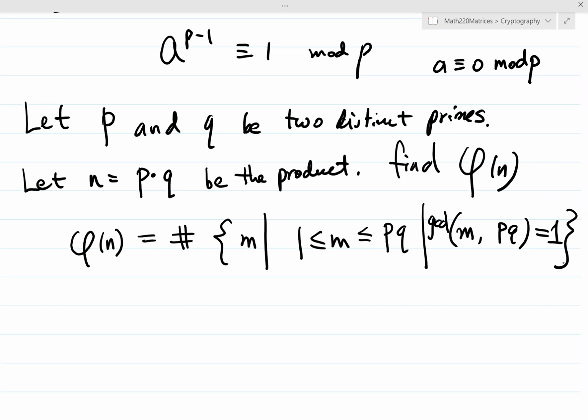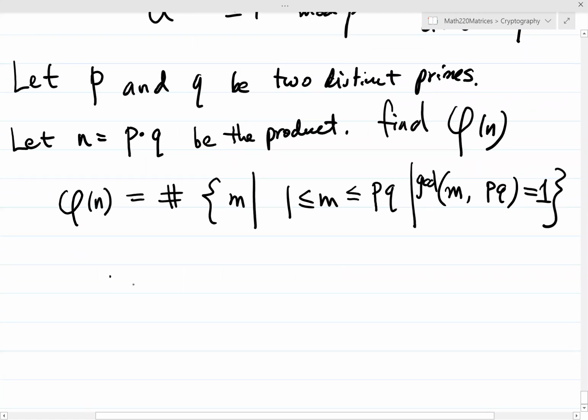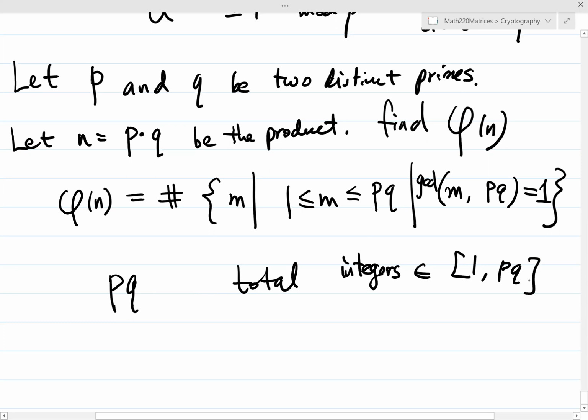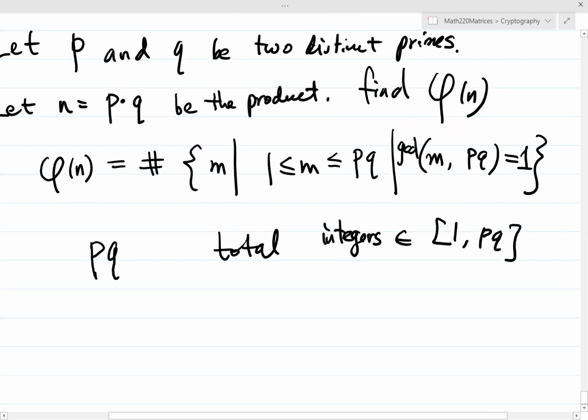Now we actually can do this easily. The total number of integers in the interval 1 to PQ is PQ. First of all, we check how many M are not coprime with PQ.